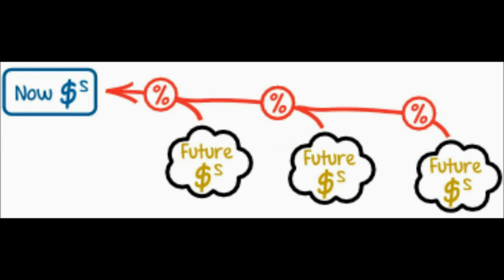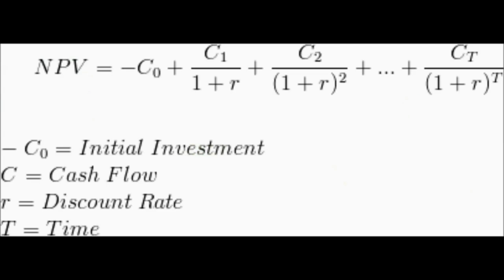Okay, now we will go to the next topic, which is NPV. What is NPV? NPV is the difference between the present value of cash inflow and the present value of cash outflow. It is used in capital budgeting to analyze the profit of an investment or project. This is the formula for NPV. Let's take a look.